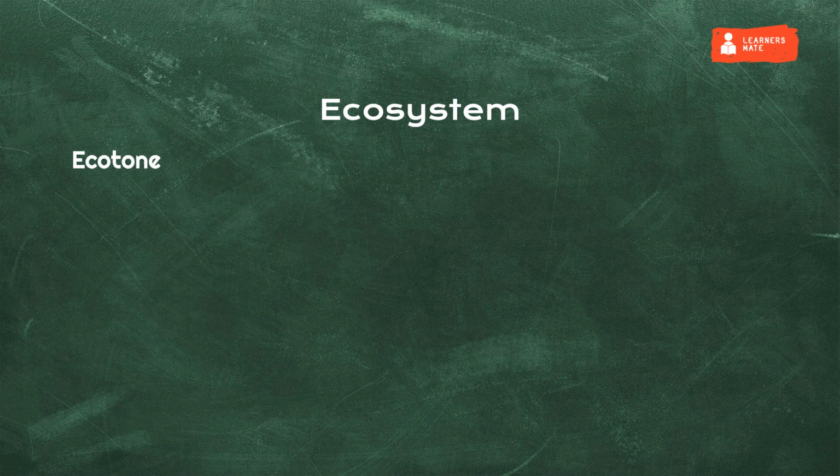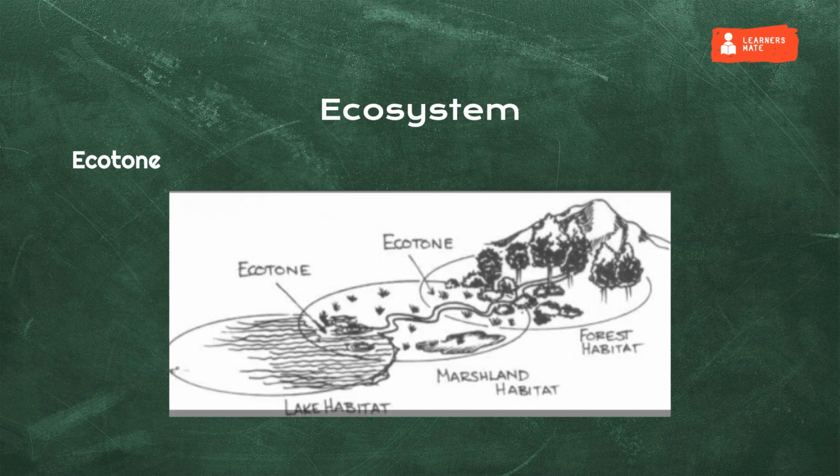Ecotone. Ecotone is a zone of junction between two or more diverse ecosystems. For example, mangrove forests represent an ecosystem between marine and terrestrial ecosystems. Other examples are grassland, estuary, riverbank.